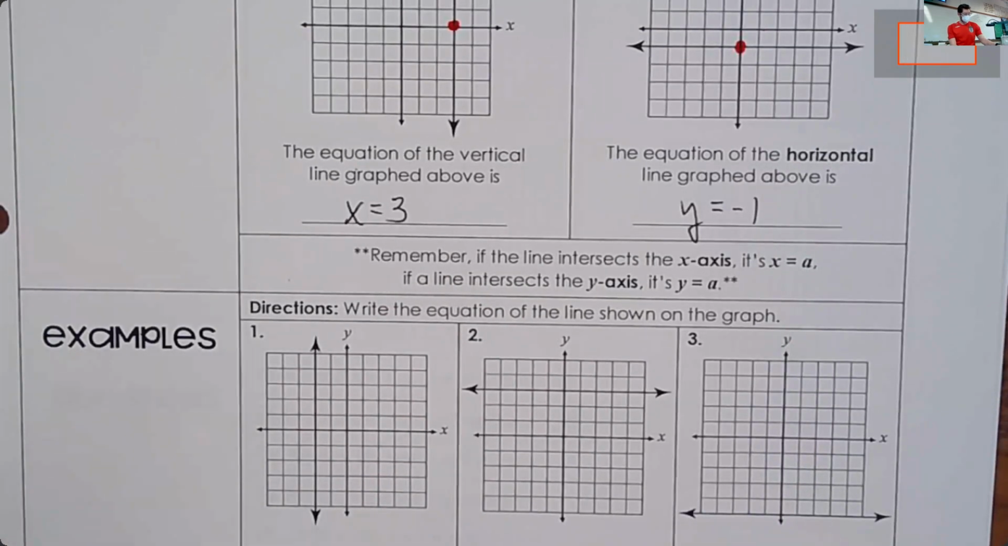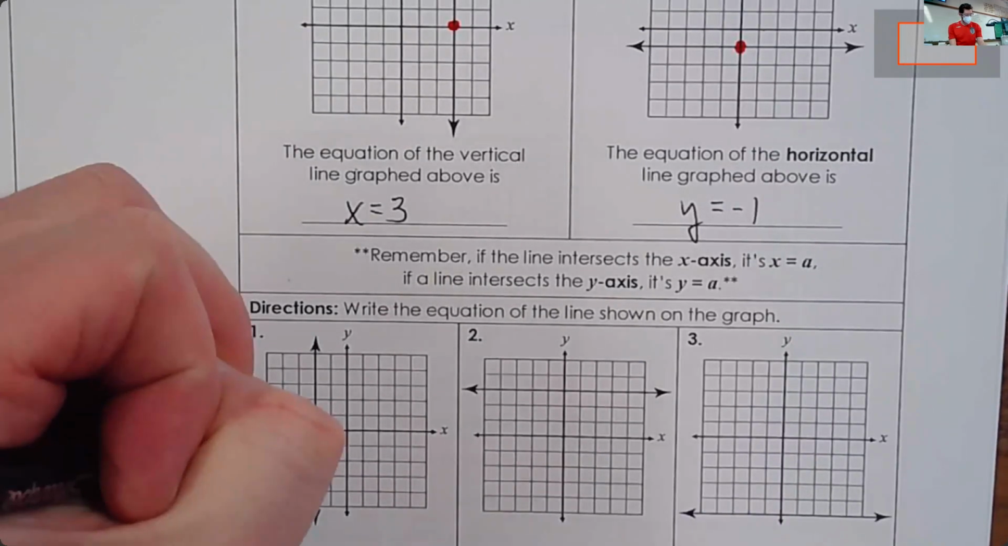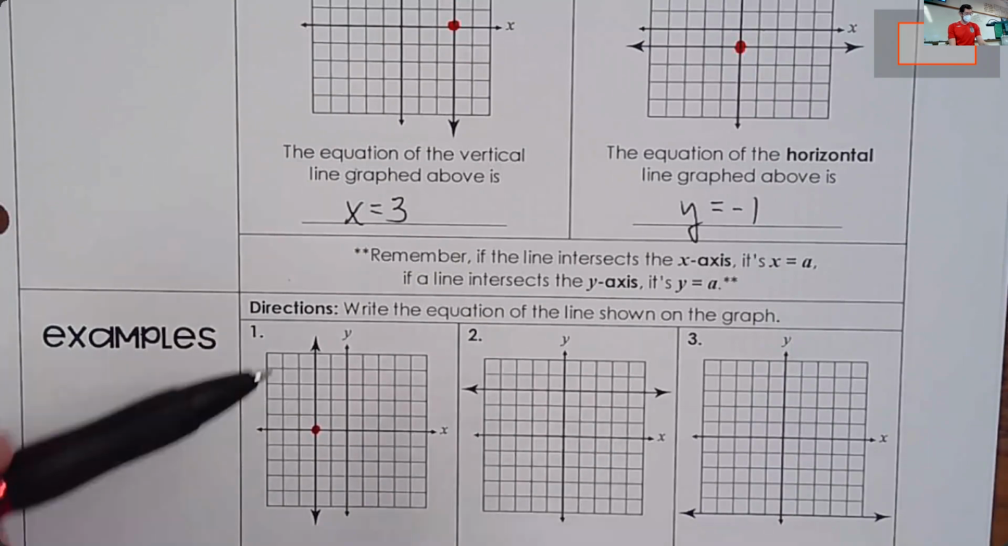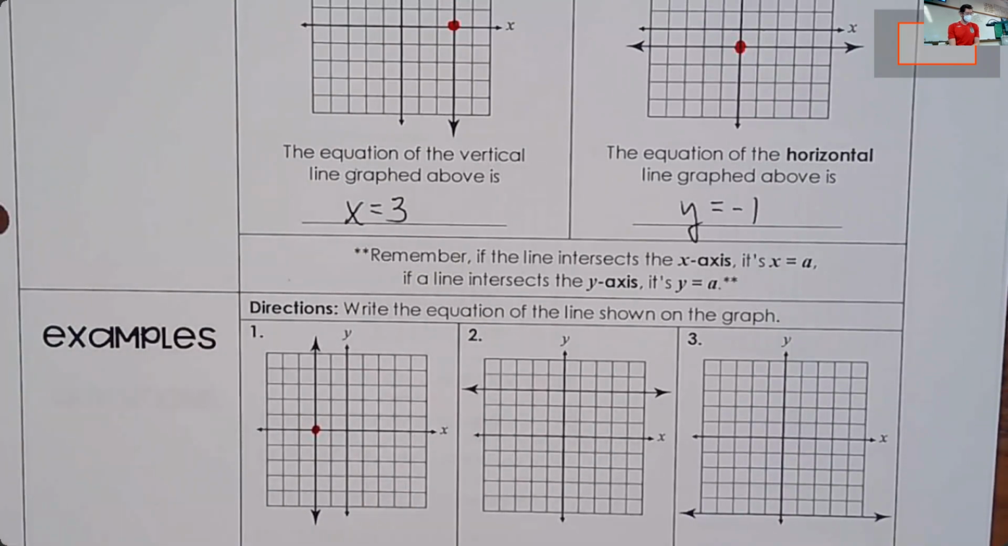And you might notice that I'm actually putting a dot on the intercept here. That's always a good idea, just so you know, like, hey, there it is. That's the line that I'm talking about right there. The line crosses the x-axis. So the answer is going to be x equals. If it crosses the x-axis, it'll be x equals.